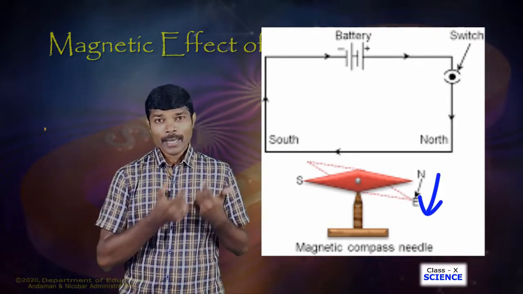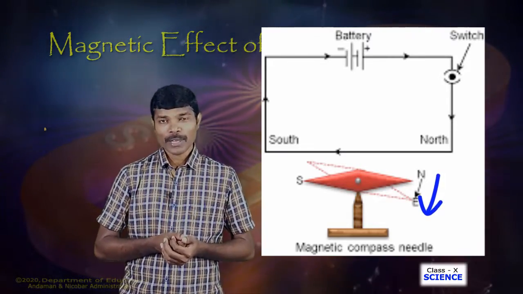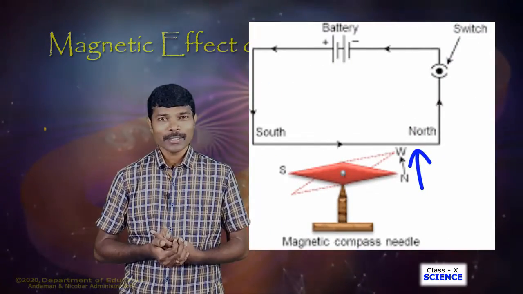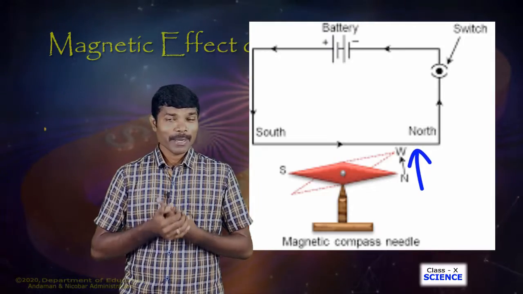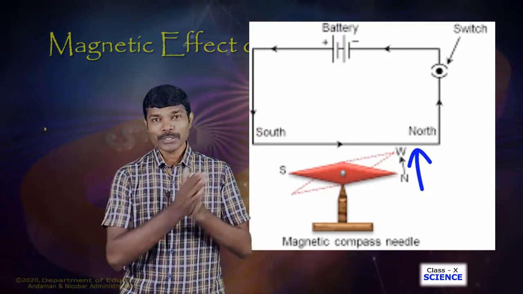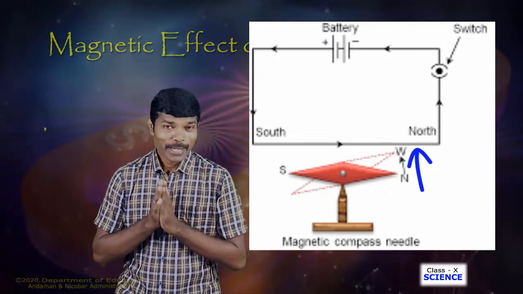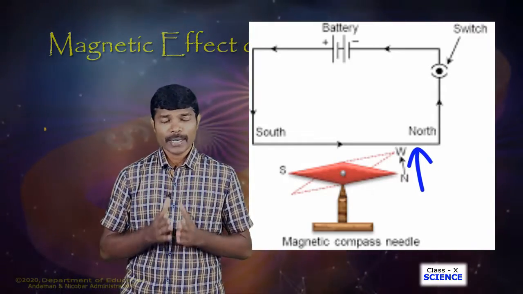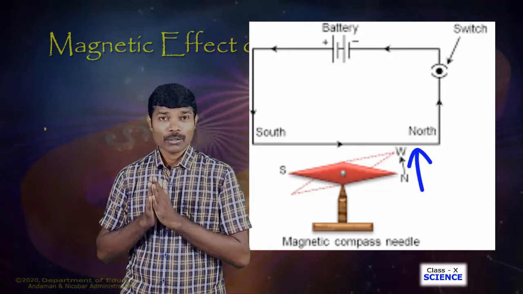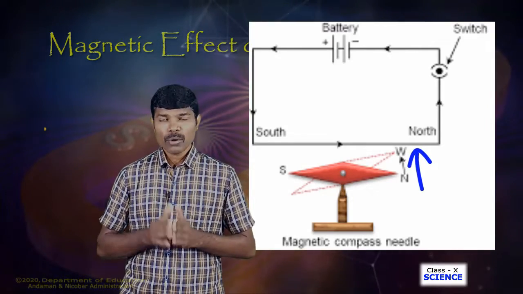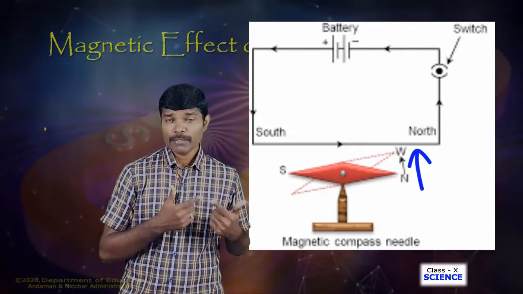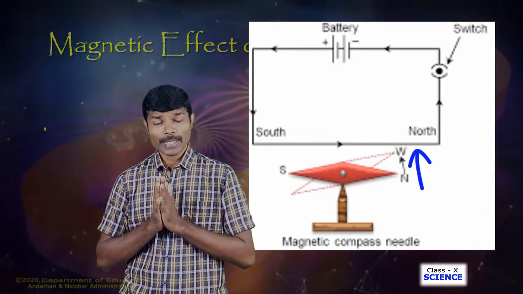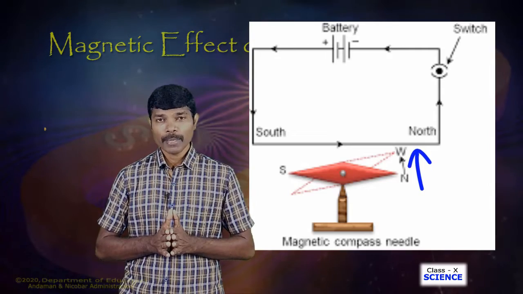Now if I reverse the flow of electric current, in that case you see the magnetic compass needle deflects towards west. From this we can understand that the direction of the flow of electric current decides the direction of the magnetic field. So on reversing, the direction of the magnetic field also gets reversed. So there is a relationship between the direction of electric current and the direction of the magnetic field.